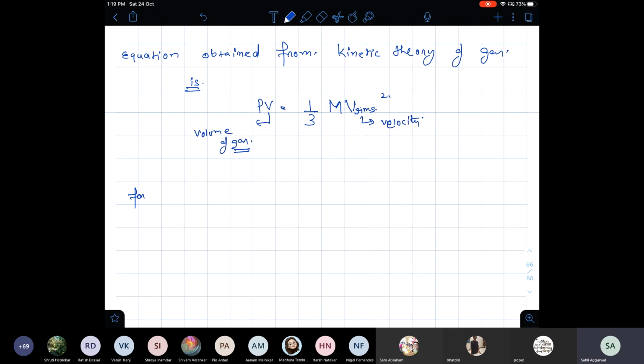For an ideal gas, PV is equal to nRT. For 1 mole, n is equal to 1, so PV equals RT. Any doubt till here?